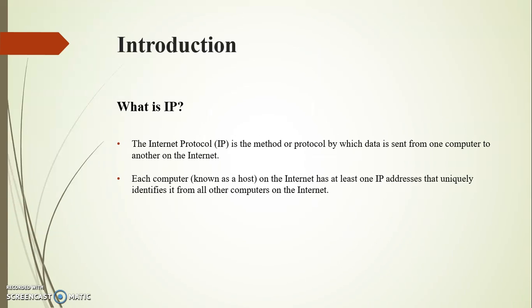So the first question that arises in our mind is, what is IP? The Internet Protocol is the method or protocol by which data is sent from one computer to another on the internet. Each computer on the internet has at least one IP address that uniquely identifies it from all other computers on the internet. IP stands for Internet Protocol. It is a host-to-host network layer delivery protocol designed for the internet. It is a connectionless datagram protocol. It is an unreliable protocol because it does not provide any error or flow control.